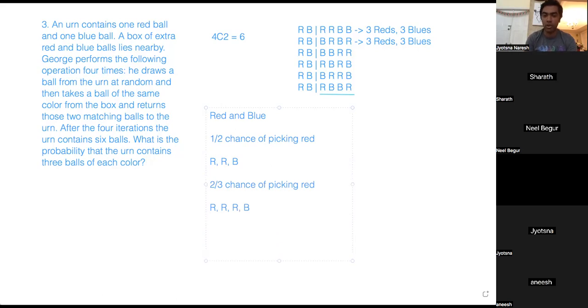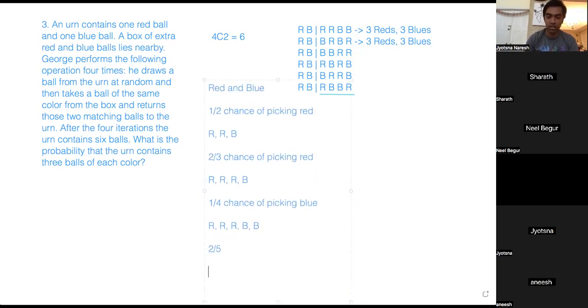Okay, so now what is the next one I need to pick? A blue. Good. What's the probability of that? 1/4. Good. What about the next one? Red, red, red, blue, blue. Good. Now the last one, what is the probability of that? 2/5. 2/5.